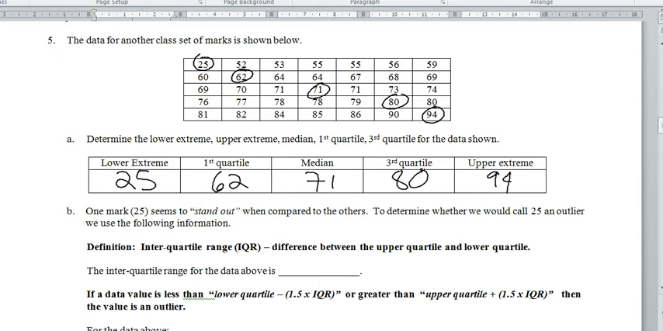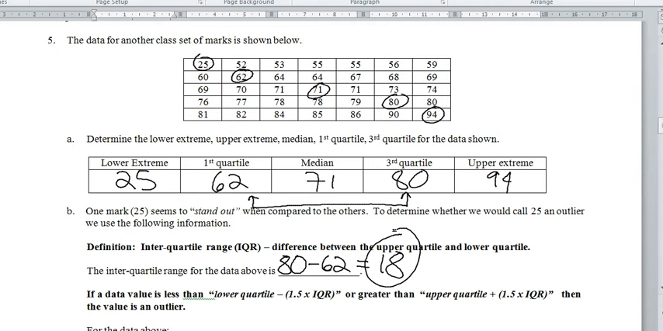So we need to look at the interquartile range, the IQR, which is the difference between the upper quartile and the lower quartile. So what is the interquartile range? 80 minus 62, which is 18. So the answer is 18. This is how we get it: we take the third quartile and subtract the first quartile.